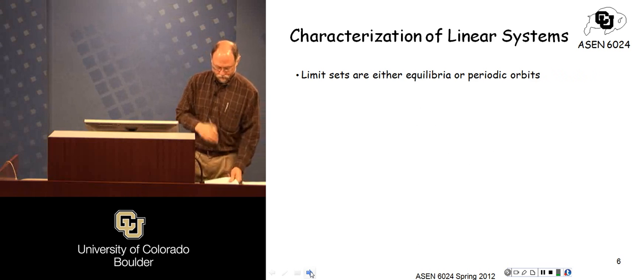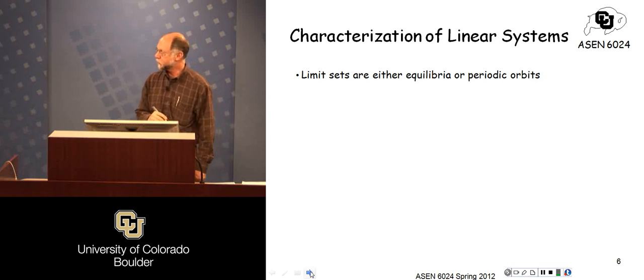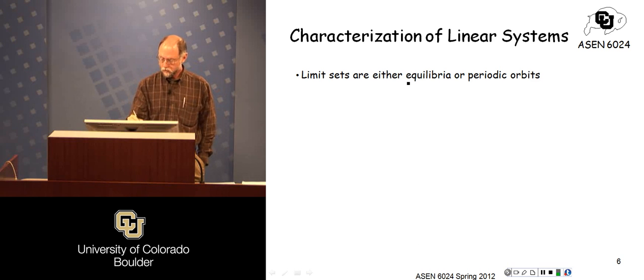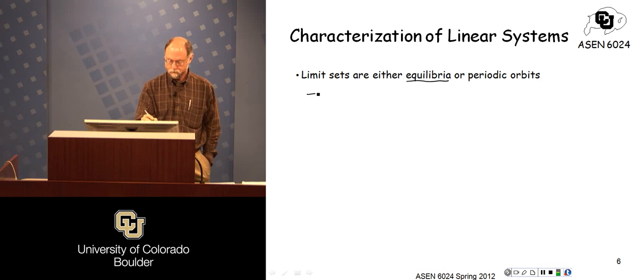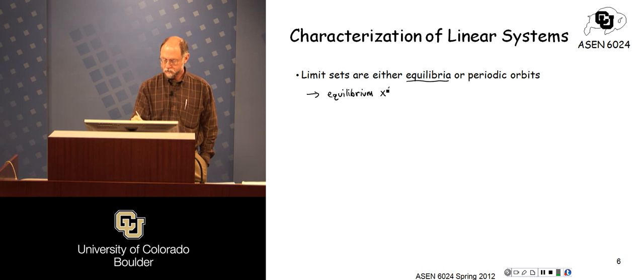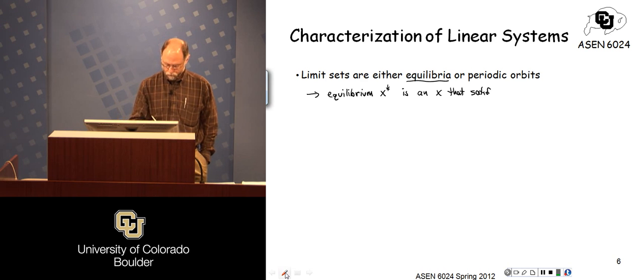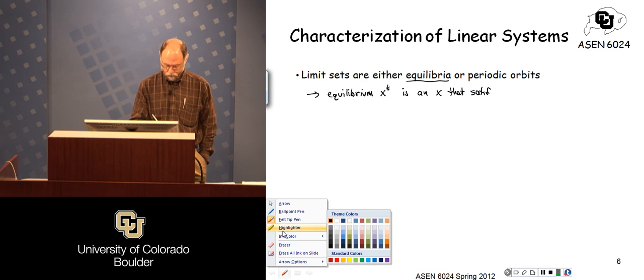Okay. Let's look at linear systems from some of the terminology we'll be using for nonlinear systems. So, equilibria. An equilibrium, call it X star, is a particular solution to the differential equation.